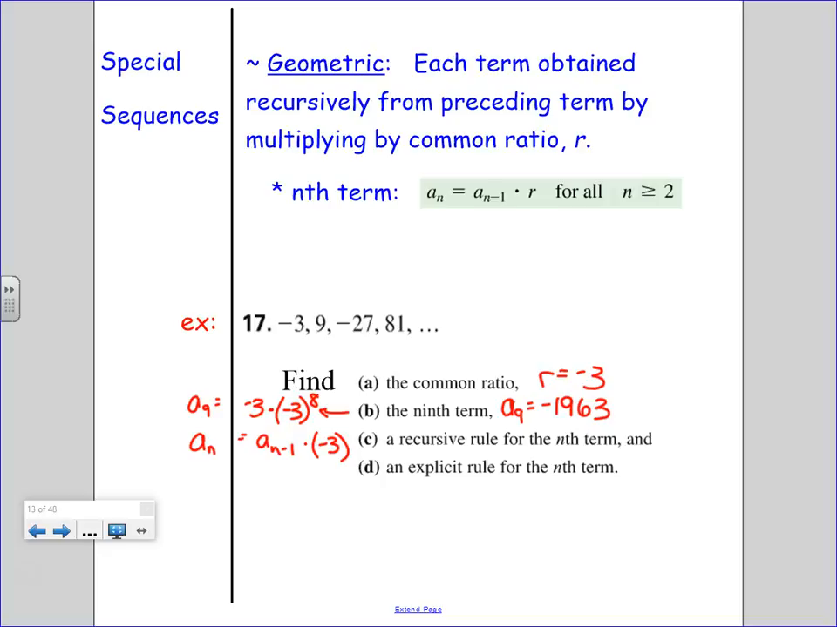And the explicit rule, let's go ahead and use what we did up above. In order to get to the nth term, we have to start where? At the first term, good. A sub 1 times the common ratio r, but 1 fewer jump. So plugging it in for this example, what will we have? -3 times r to the 8.